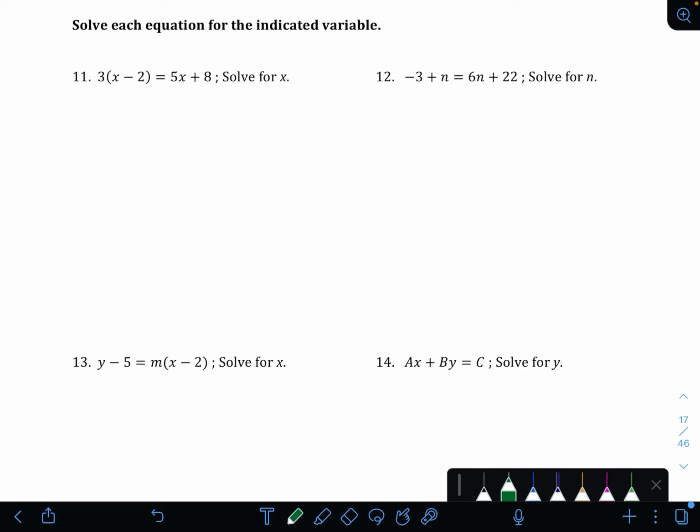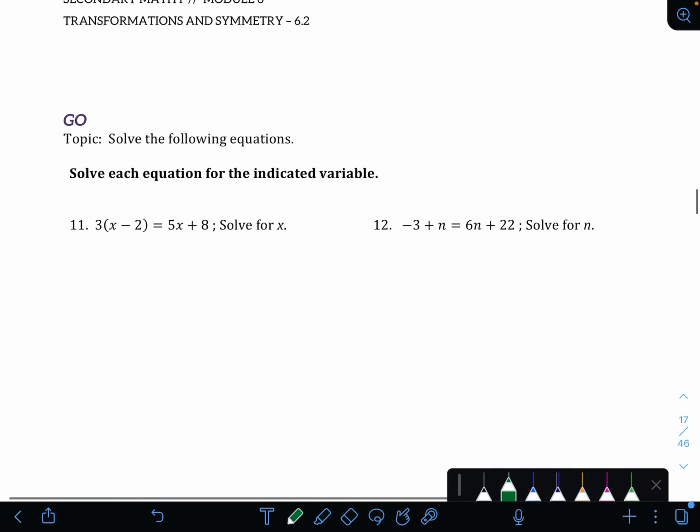All right, so on these problems, we're going to solve for the value that's listed. Here we've got this equation, and it says solve for x. So we want to get the x by itself. Notice how x is in 2 places. Before we get x by itself, we need to get those x's ready to be put together. So that's what we're going to do first.